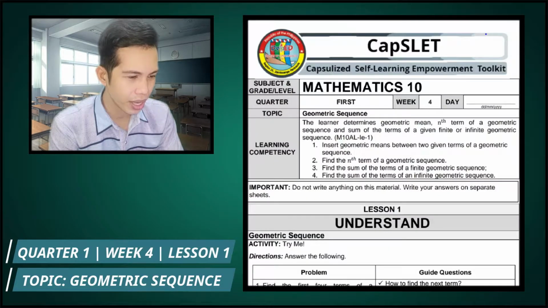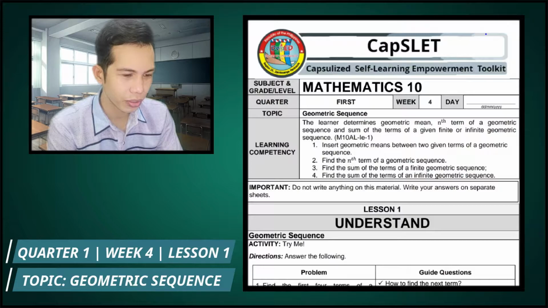Our topic for today is geometric sequence with the learning competency: The learner determines geometric mean, nth term of a geometric sequence, and sum of the terms of a given finite or infinite geometric sequence. We have 4 objectives.